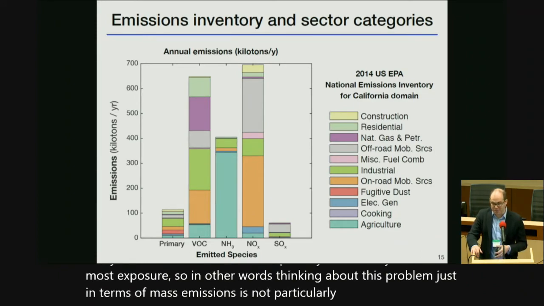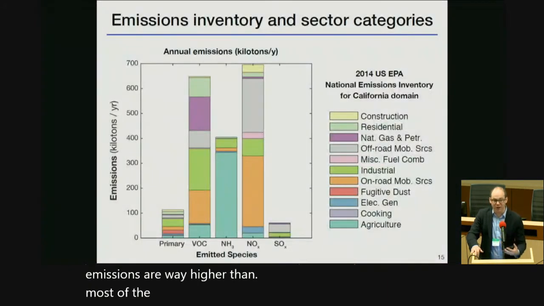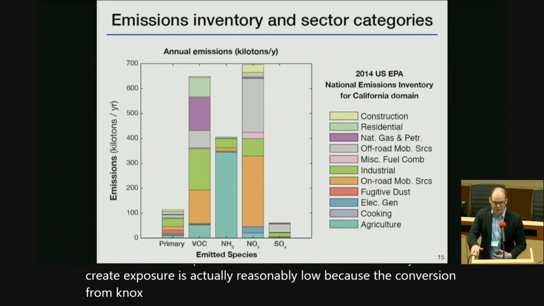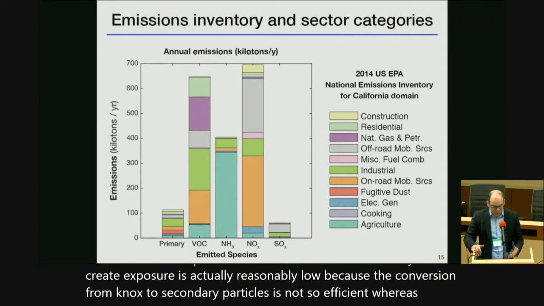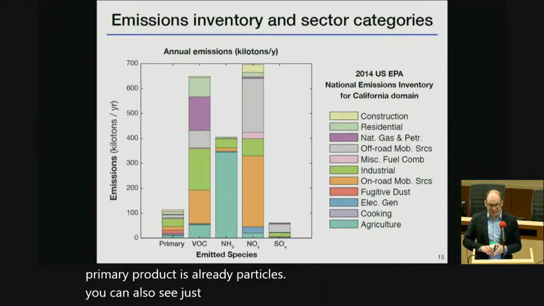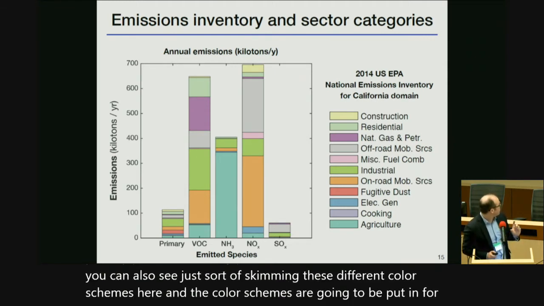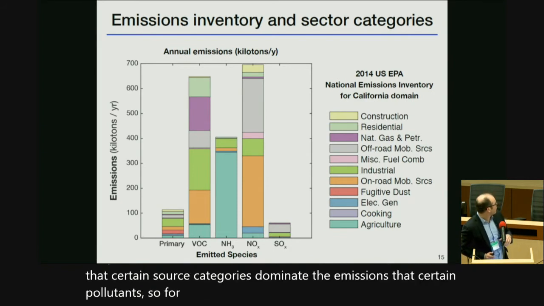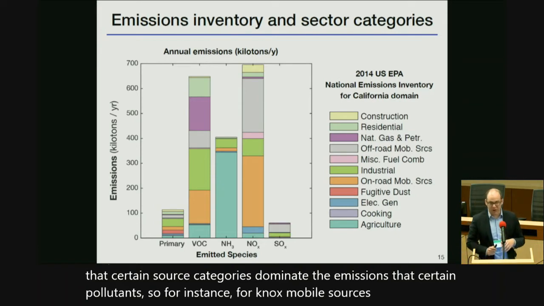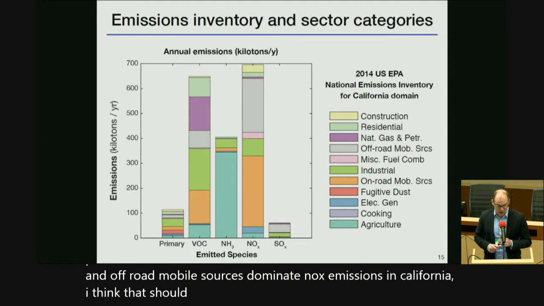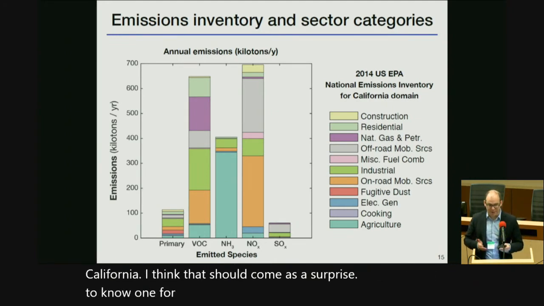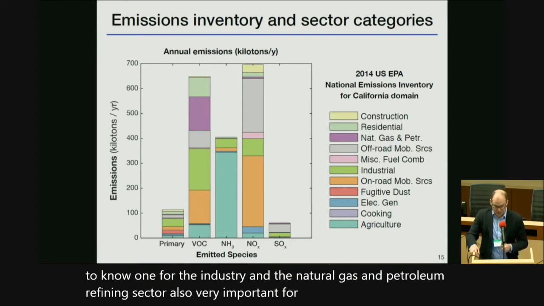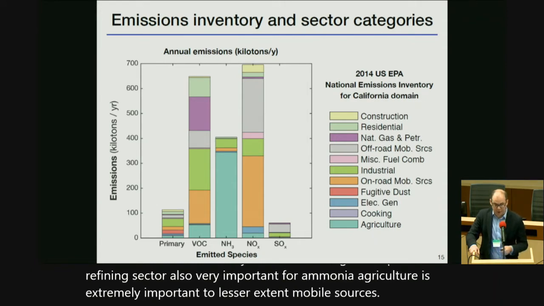NOx emissions are way higher than most of the other species emitted in California, but their ability to create exposures is actually reasonably low because the conversion from NOx to secondary particles is not so efficient, whereas primary particles are already particles. You can also see, just sort of skimming these different color schemes here, and the color schemes are going to be important for this presentation, that certain source categories dominate the emissions of certain pollutants. So for instance, for NOx, mobile sources, on-road and off-road, dominate NOx emissions in California. I think that should come as a surprise to no one. For VOCs, industry and the natural gas and petroleum refining sector are also very important. For ammonia, agriculture is extremely important, and to a lesser extent, mobile sources, and so on and so forth.